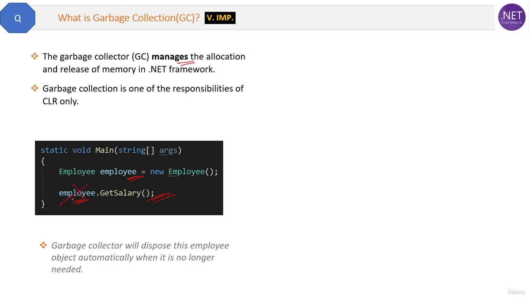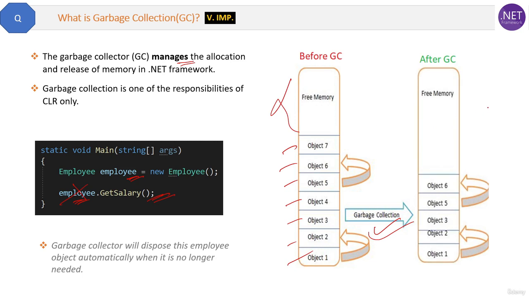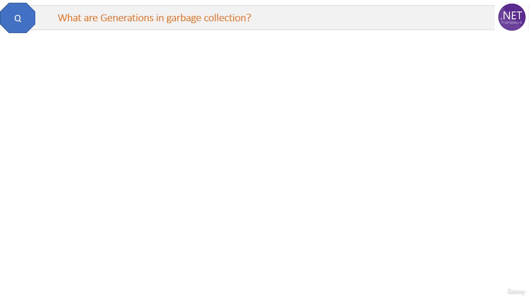Similarly, you can have many objects in your application like this. See how there are so many objects present in memory and so little free memory space before the garbage collector runs, right? And after the garbage collector runs, many unused objects or resources are released or disposed. And then the free memory level has also increased, which is really good, right? So that is the job of the garbage collector, and that is what garbage collection is.